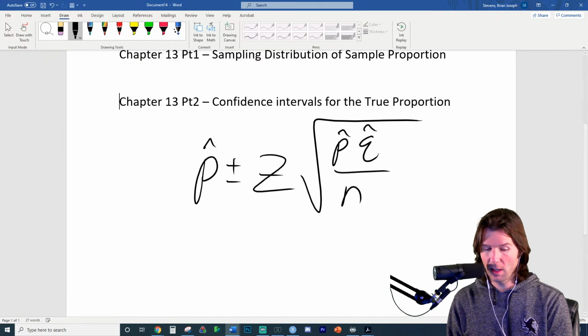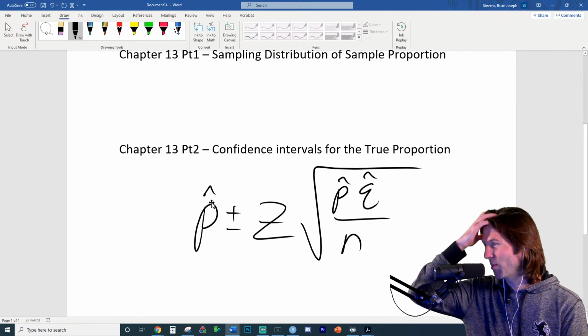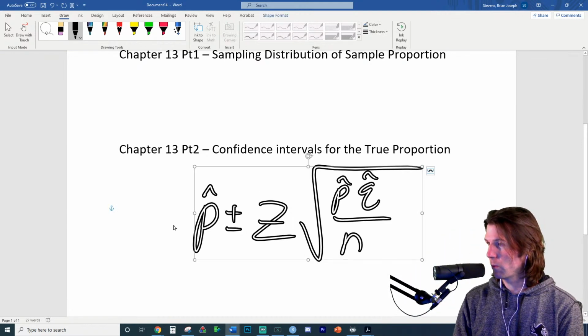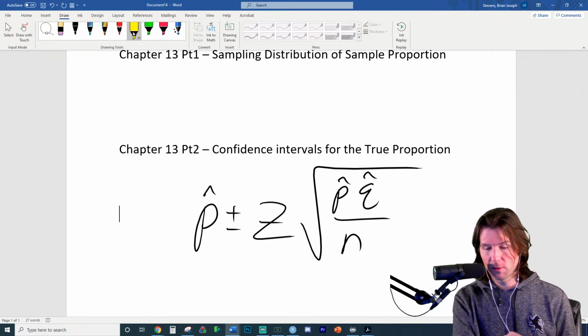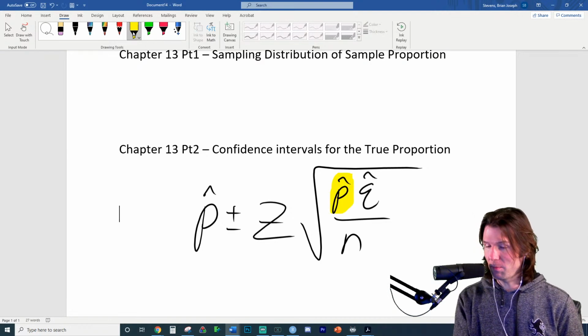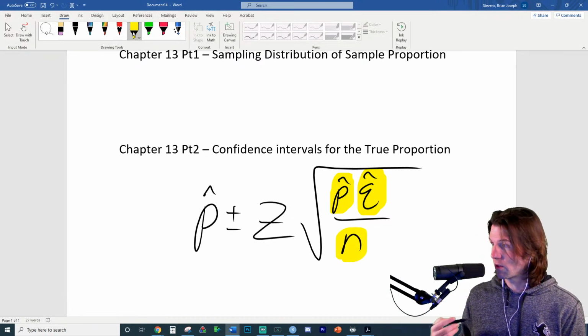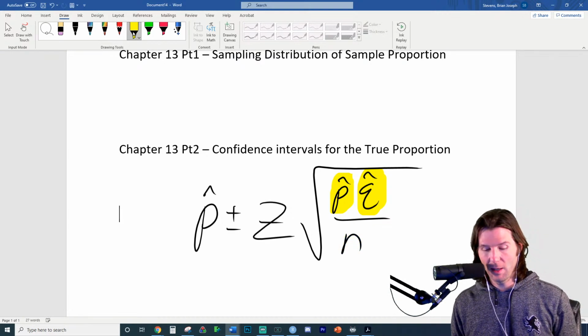Very important right there. P hat is the true proportion. Actually, P hat is the sample proportion. Z is the confidence interval test statistic, which gives us the level of confidence. Q hat is the complement. So if Q hat is 0.8, P hat is 0.2, vice versa. They are complements of each other. They add up to 1. N is the sample size. So however many are sampled in the problem, like if we sample 100 or 200, that would be the sample size.